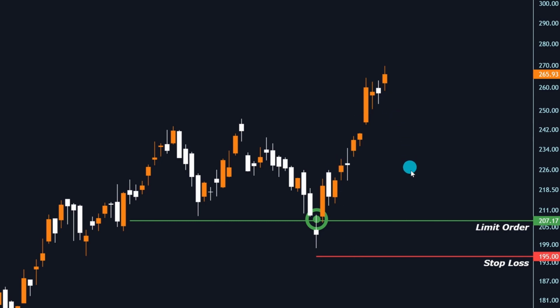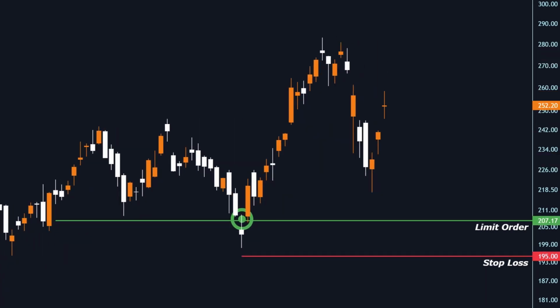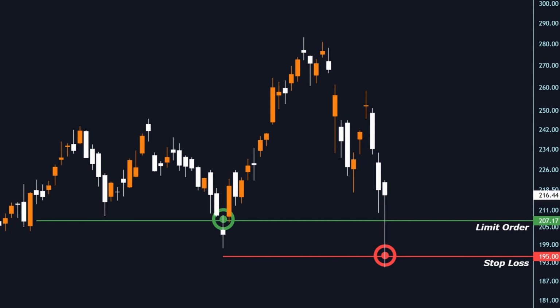If the stock starts to go down and goes all the way down to $195, it will end up selling for that $195 price. So we're gonna let the stock play out, and sure enough, it spiked all the way down to that stop loss order of $195, and we could see that we ended up selling at that price.